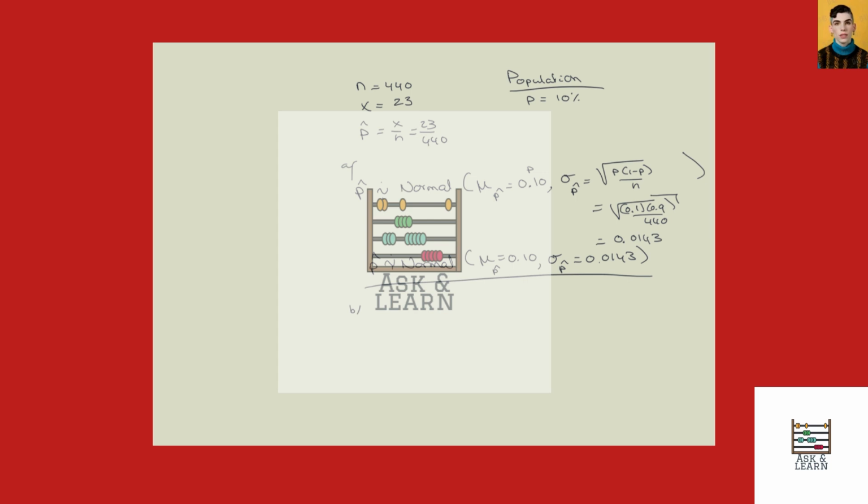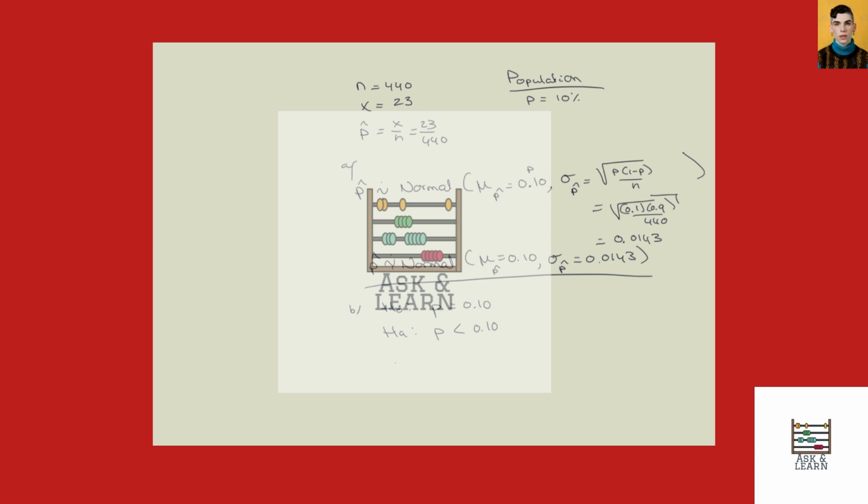does the experiment provide strong evidence that fewer than 10% of patients have adverse symptoms? Well, your null hypothesis then is that the population proportion is equal to 0.10. The alternative is that your population proportion is less than 0.10, because we're looking for fewer than 10%.